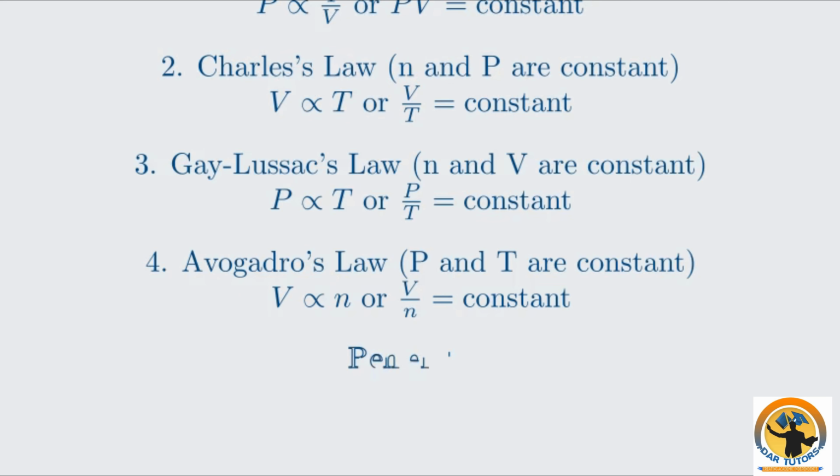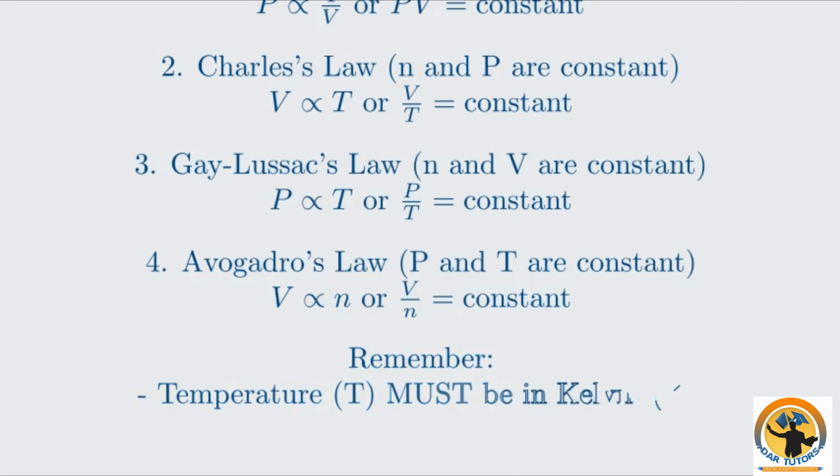A critical point for all gas law calculations is that temperature must always be expressed in the Kelvin scale. Do not use Celsius. To convert, simply add 273.15 to the Celsius temperature.